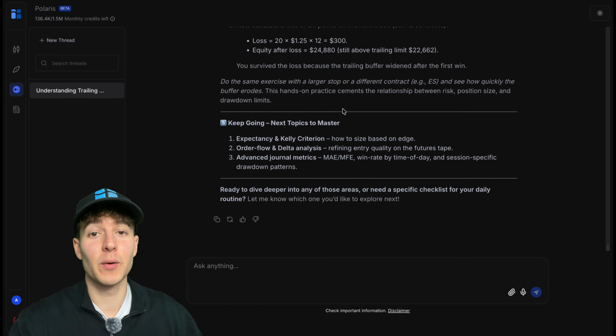So that has just been a super quick run through of Polaris, showing you exactly how you can prompt it to get the most out of your trading and ensure that you're passing as many prop firm challenges as physically possible.